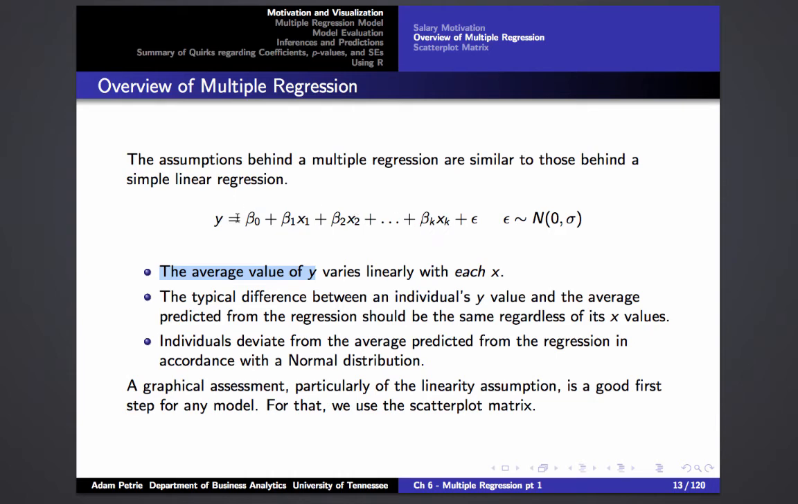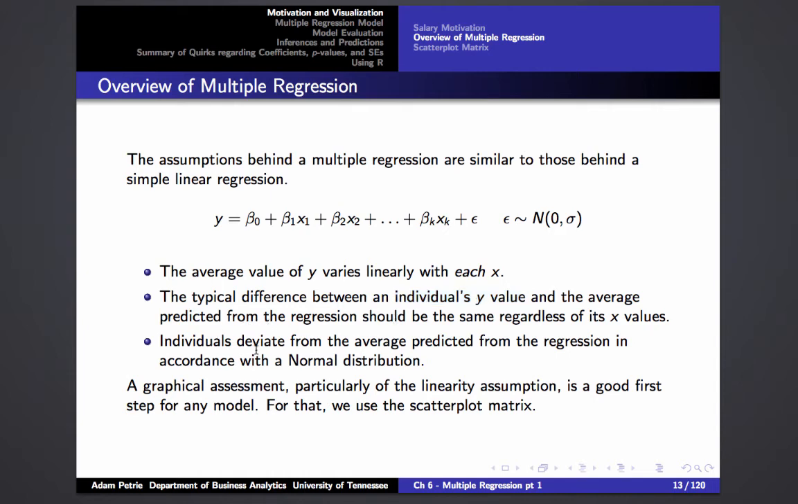So if we were to make a scatter plot between y and each of these predictors, we'd see a nice linear relationship. And also, like simple linear regression, we have this normality assumption of the disturbances that basically tells us, okay, the typical difference between an individual's y value and the overall average at that combination of x's should be about the same regardless of its x value. So individuals deviate from the average by about the same amount, no matter what the characteristics of that individual is.